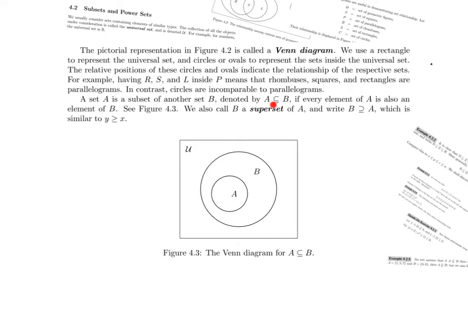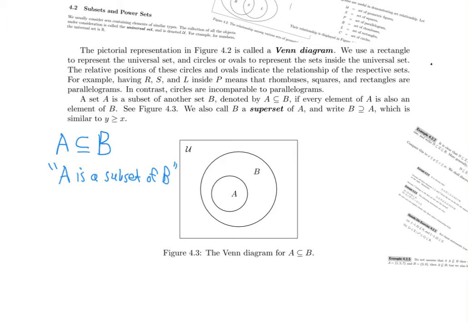So when we write this notation, A is a subset of B, we're saying that every element of A is also an element of B. So we're working toward a more formal description of the subset idea. So when I write A is a subset of B, I'm saying in words A is a subset of B.